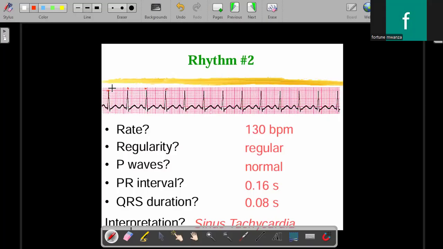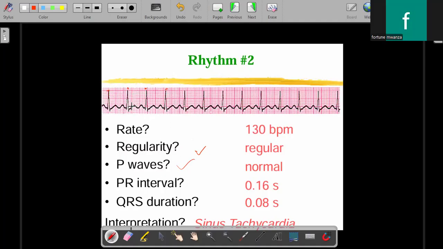Definitely when you use a sheet of paper or a ruler, you are going to find that the distances are the same. So it's regular. The P waves, they are there, they are regular. They occur before the QRS complex. So the P waves are also normal. The PR interval there.